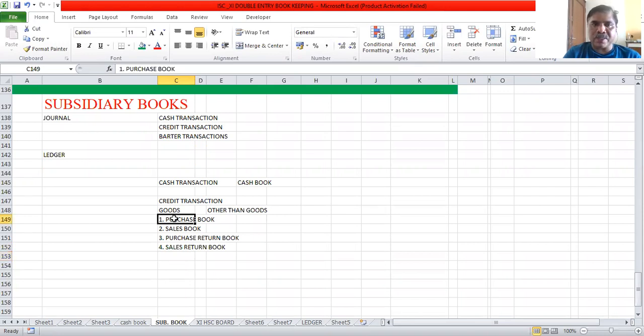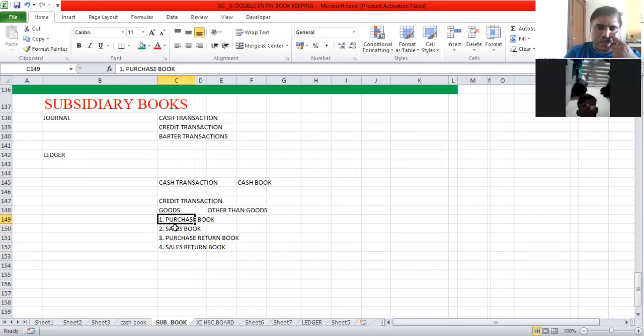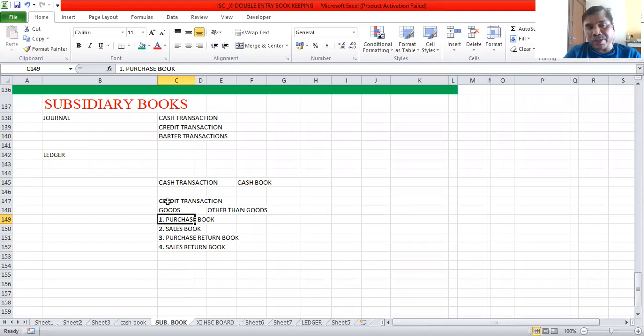Every credit purchase will be recorded in the purchase book, and credit sales will be recorded in the sales book, if it is purchased on credit or sold on credit. Do you understand its meaning? Okay, that is only for goods. There are four books here: purchase book, sales book, purchase return book and sales return book. Some other subsidiary books are also maintained, like bills receivable and bills payable, which we will not discuss here.